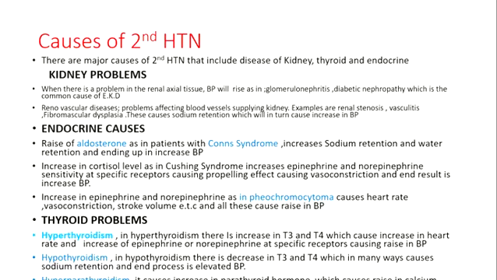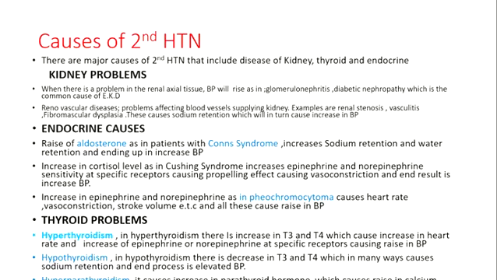Let's talk about aldosterone, as in a patient with Conn syndrome. A patient that has Conn syndrome has a rise in aldosterone. When there is a rise in aldosterone, there is a rise in sodium, and when there is a rise in sodium, there is sodium retention. I mean, when there is sodium retention and water retention, it means BP will rise.